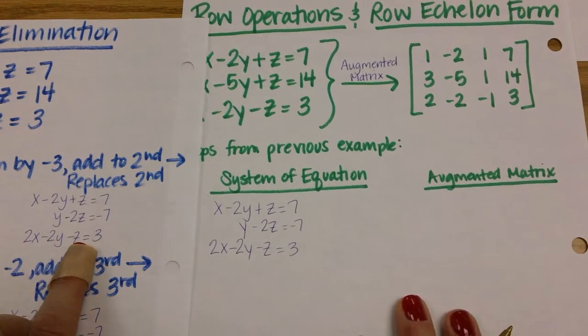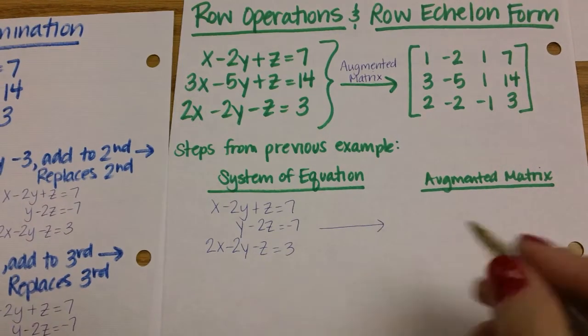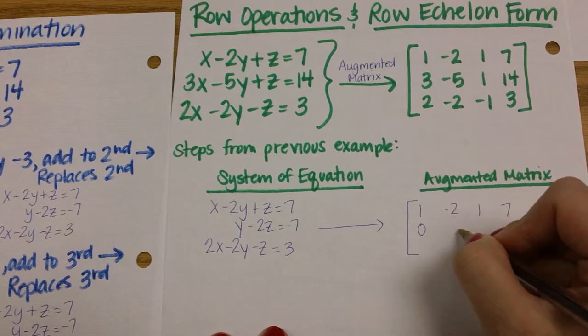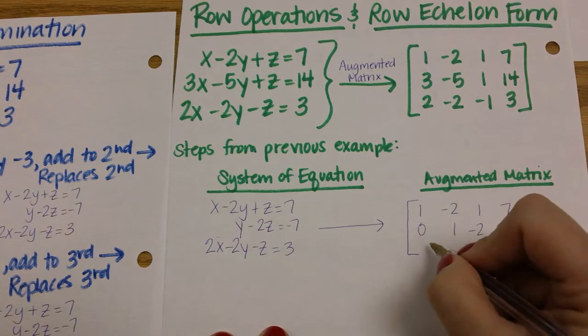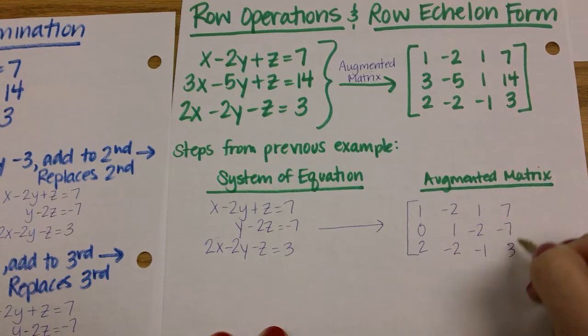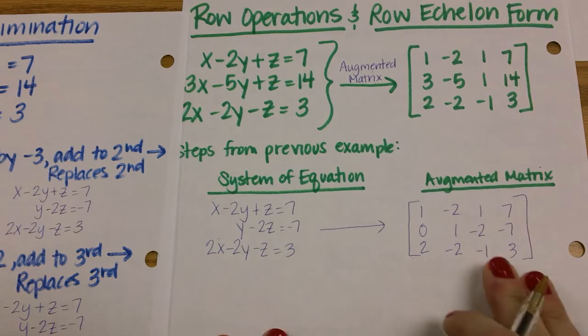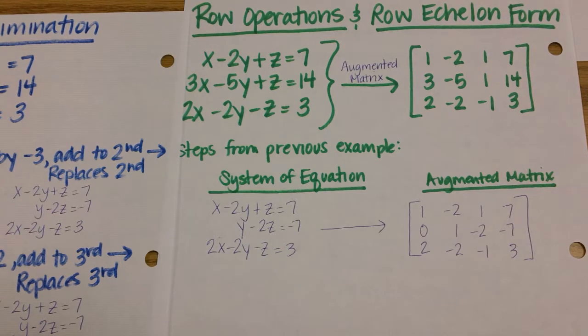That is just our first step that I got right here from the previous page. If I wanted to write that as an augmented matrix, what we would get here is 1, -2, 1, 7, 0, 1, -2, -7. Remember, if there's nothing there, we have to have a placeholder of 0. And then 2, -2, -1, 3. So that's our first step from our Gaussian elimination method, and this would be our matrix method. For our second step, we multiplied our first equation by -2 and added it to our third, and replaced our third. Essentially that is multiplying our first row by -2 and adding it to our third row.